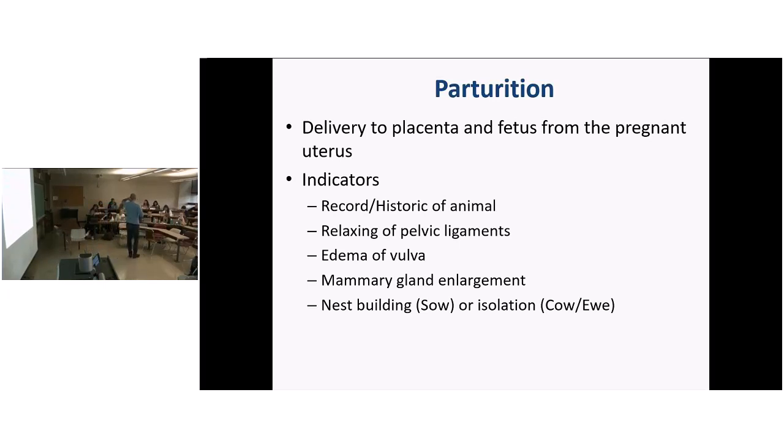Normally animals that will go into parturition, into labor, tend to isolate or protect themselves a little more. Especially herd animals, they tend to isolate themselves or detach themselves from the herd in preparation for it.